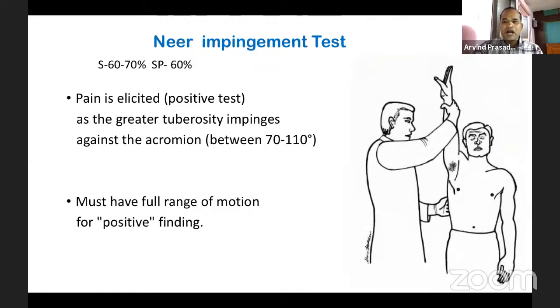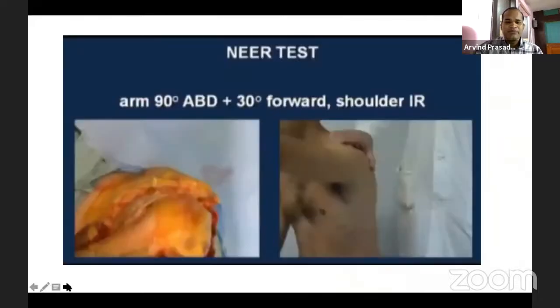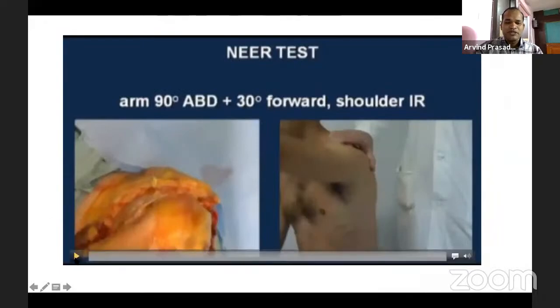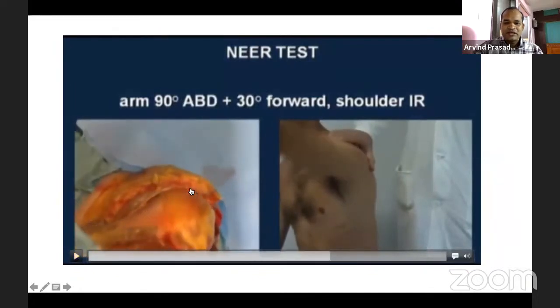When the arm is abducted and flexed, internal rotation of the shoulder joint is done, and we look for any pathology in the subacromial space. The patient will say there is pain or weakness. You can see the greater tuberosity comes under the acromion, and this leads to the pain.